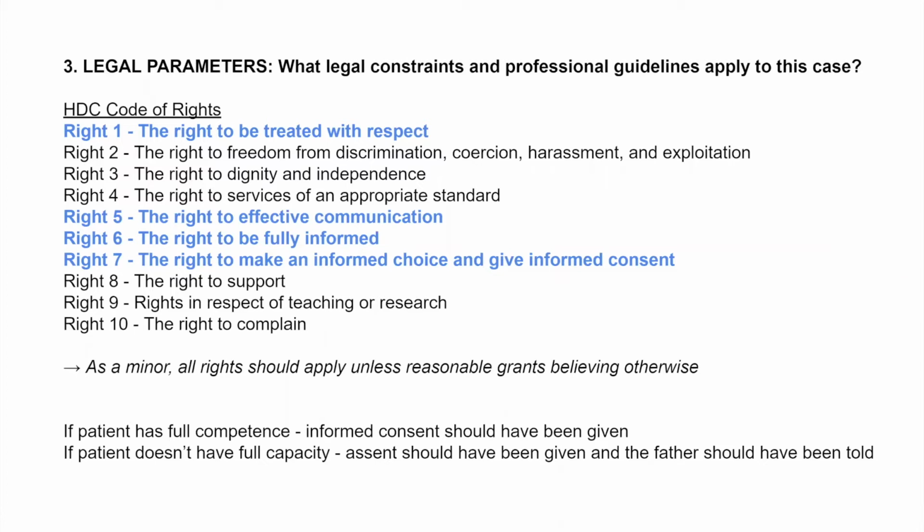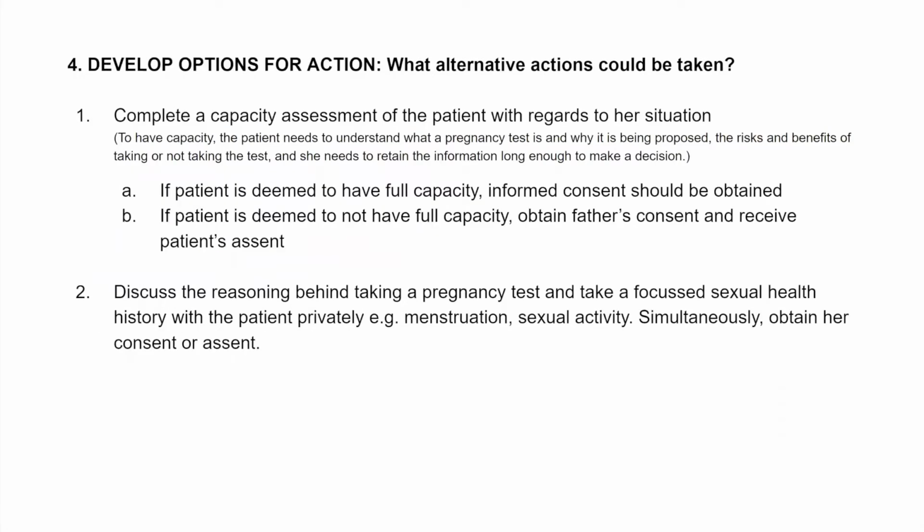Also, as a minor, you need to think about whether she has full competence and capacity, as this plays a role in your professional decision making. There are some options for action, alternative actions that could be taken. The first is to complete a capacity assessment of the patient with regards to her situation, and the second is to discuss the reasoning behind taking a pregnancy test and take a focused sexual health history with the patient privately.